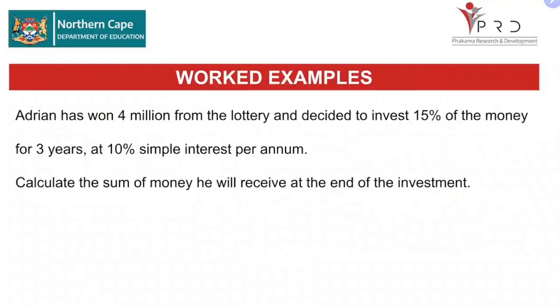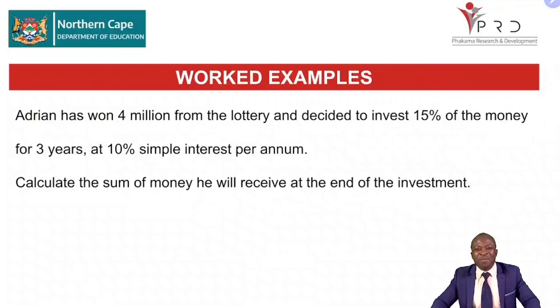So let's look at some few examples. There we have Adrian. He won a lot of money, 4 million. I think some of you, if you can win 4 million, you're never going to attend this class. You say, teacher, bye-bye. I'll see you when I see you. So Adrian won 4 million in a lottery.